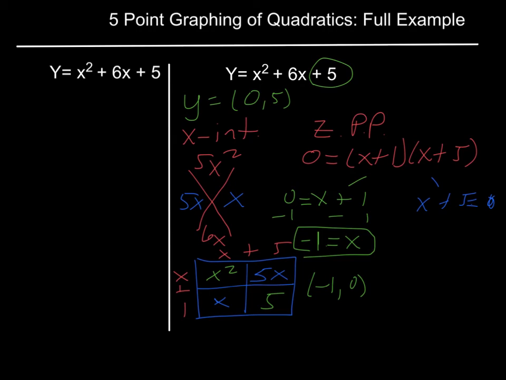I think that's a 5, right? So I'm going to subtract 5 from this side and subtract 5 from this side. So I get x is equal to negative 5. So then that point is going to be negative 5, 0. So now I have 3 points. I have 0, 5, negative 1, 0, and negative 5, 0. So I'm going to go to a new slide and finish this problem.